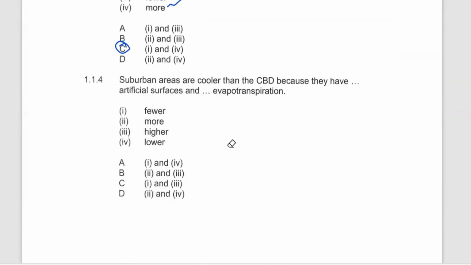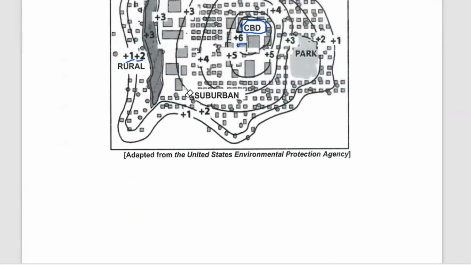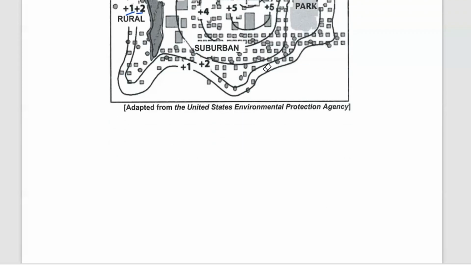1.1.4, it says the suburban areas are cooler than the CBD. If we look at the suburban areas on our illustration, our suburban is here. The suburban area is slightly cooler than the CBD. The isotherm reading is +6 close to the CBD, and around here is positive 4, in between positive 4 and positive 3. So we are seeing that the suburban area is cooler compared to the CBD.